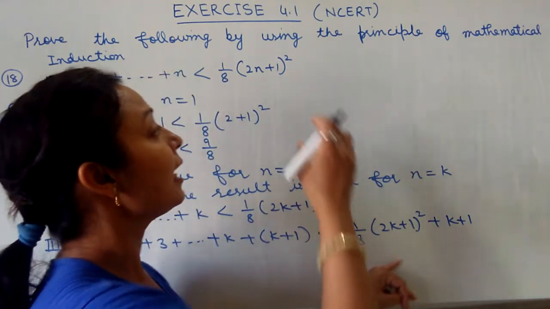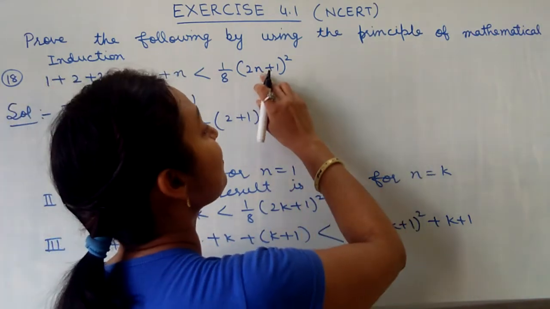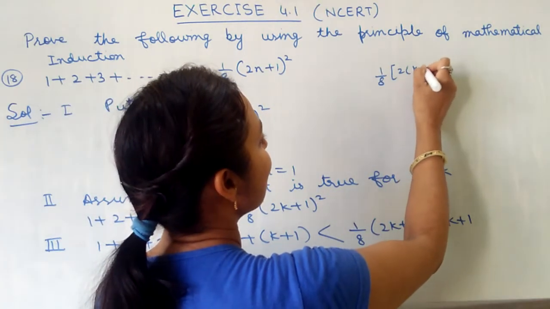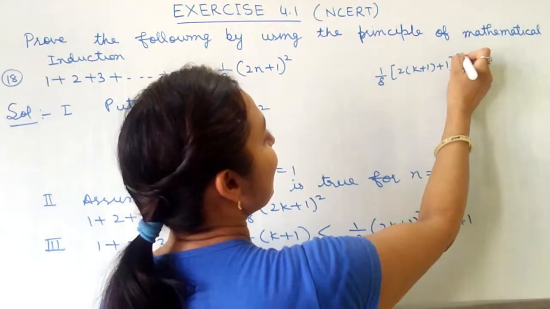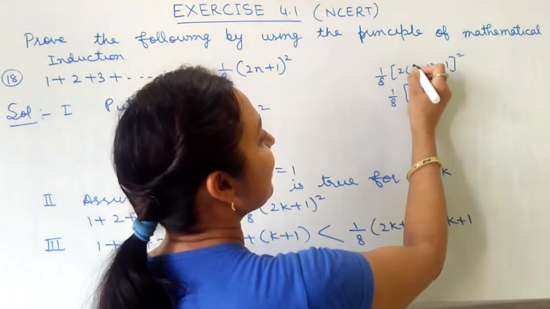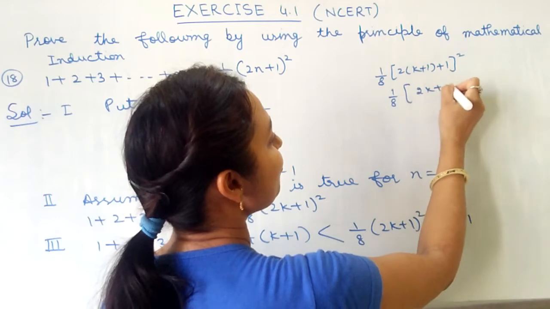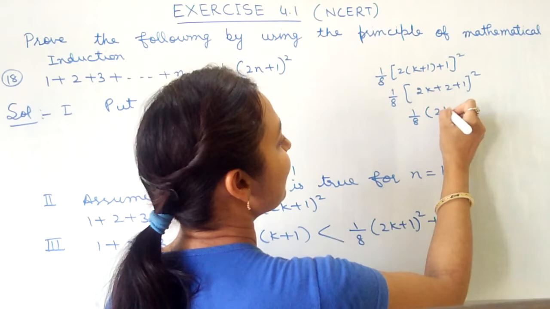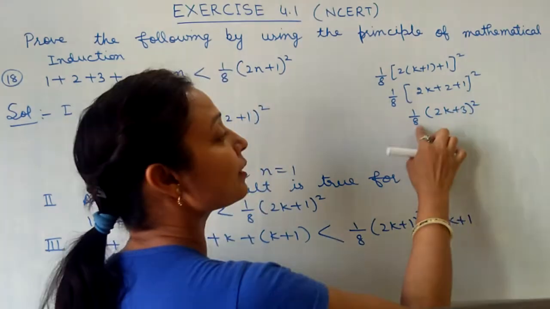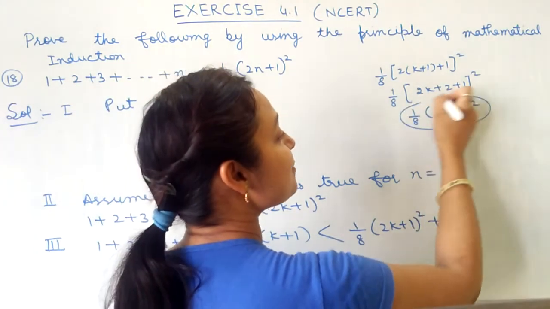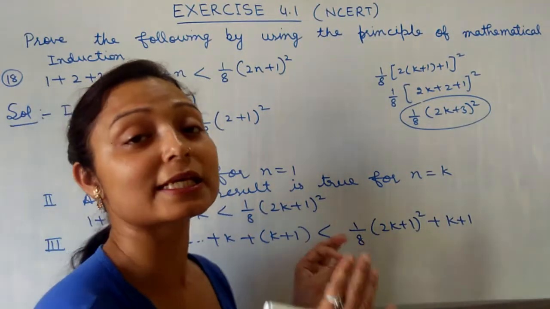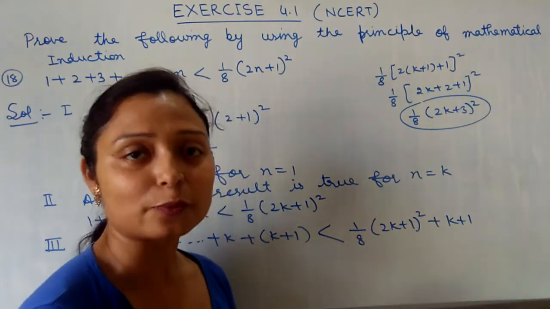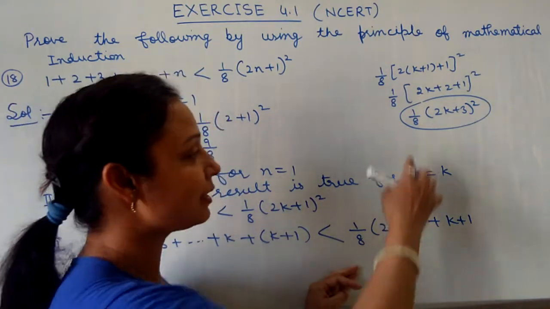What is that result? I will put k plus 1 in place of n in rough work, like this: 2 into k plus 1, plus 1, whole square, that means 1 upon 8, 2k plus 2 plus 1 whole square, that is 1 upon 8, 2k plus 3 whole square. So I want this result. If this result is prepared here, that means the result is true for n equals k plus 1. Okay, so let's start with the third step and solve for this result.